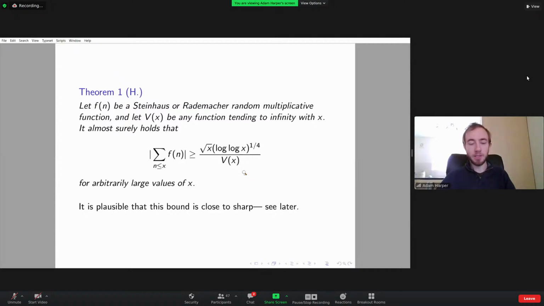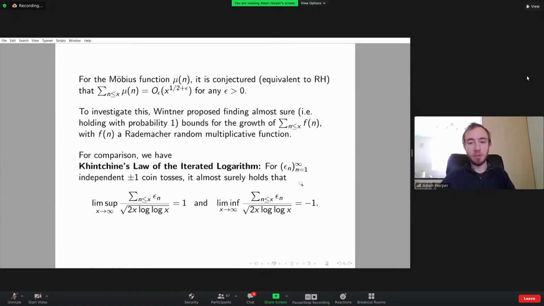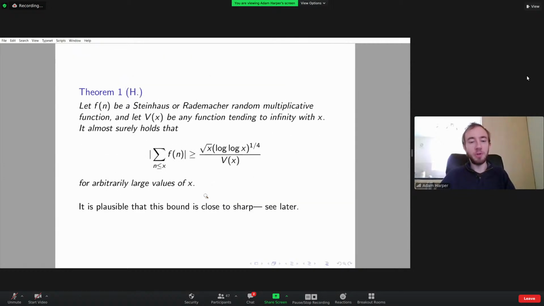So what I want to do next is try to explain how the classical law of the iterated logarithm, so this statement here, just for completely independent random variables, is proved, or a way of proving it. And then once I've done that, I want to try to explain how you can adapt that strategy to the random multiplicative case. But before I do that, are there any questions about the statement of the theorem, or any other questions up to this point?